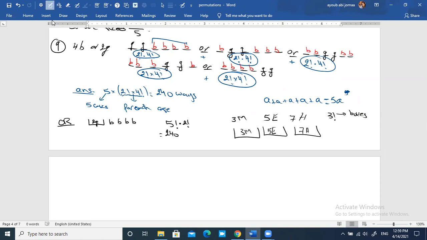If you consider a certain arrangement, for example math, English, history, the 3 math books can also be arranged among themselves, for example M1 M2 M3, or M3 M2 M1, or M2 M1 M3, and so on. So for the math books in this box we have 3 factorial ways. For the English inside this box we have 5 factorial ways. And for the history we have 7 factorial ways. So 3 factorial for the boxes, and inside each box we have this number of ways, giving 3 factorial times 5 factorial times 7 factorial.